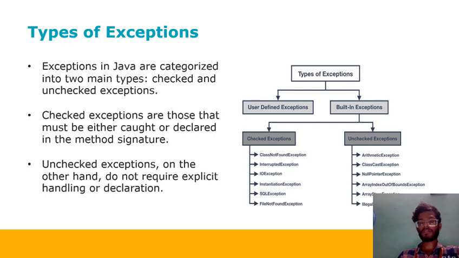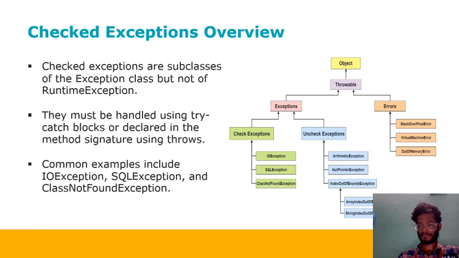First one is user-defined and second one is built-in exceptions. And then checked exceptions overview. What is the overview of these checked exceptions in Java? Checked exceptions are subclasses of the Exception class but not of RuntimeException. They must be handled using try-catch blocks or declared in the method signature using throws. Common examples include IOException, SQLException, and ClassNotFoundException. These are the basic examples that we can use in Java.